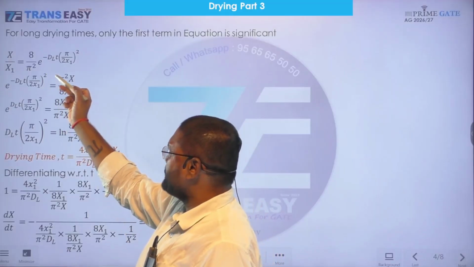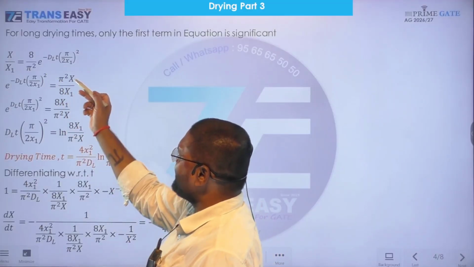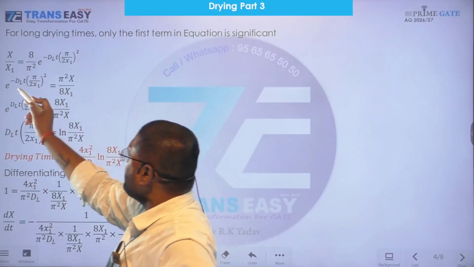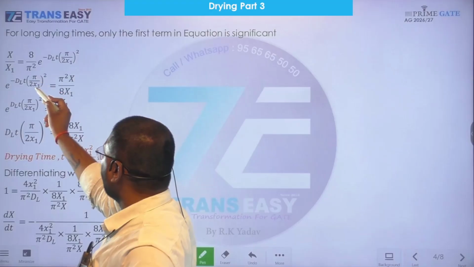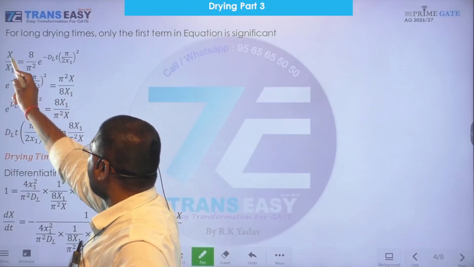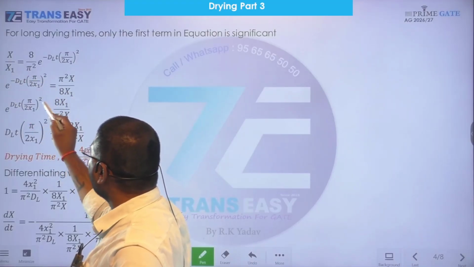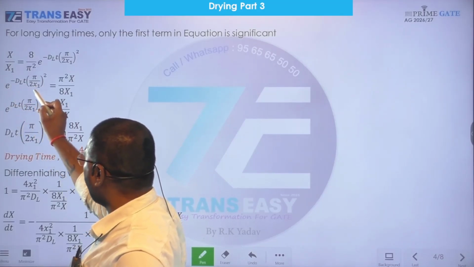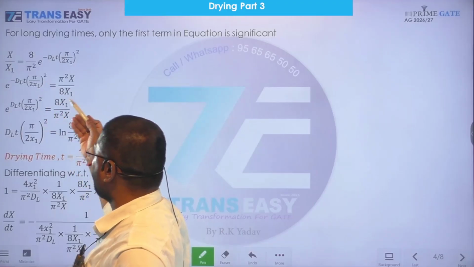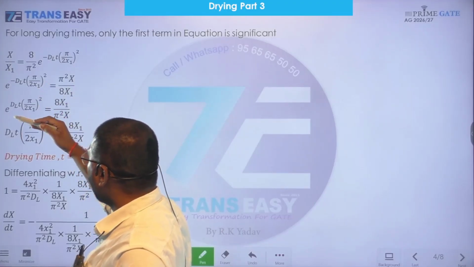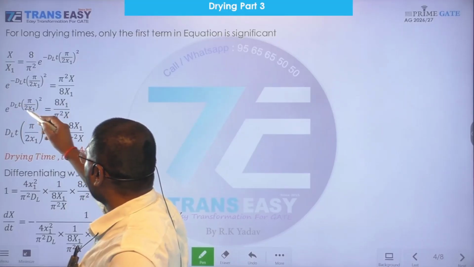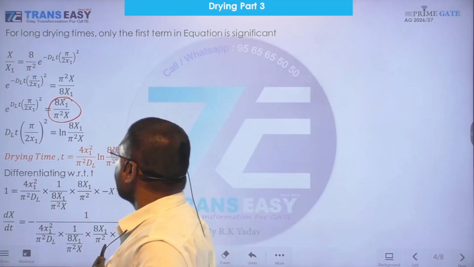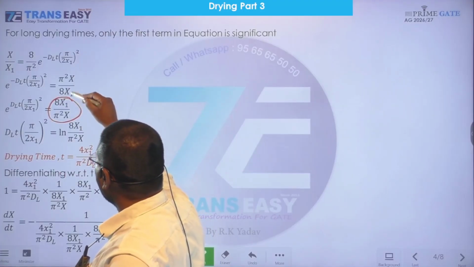So friends, x upon x1 for long drying time, only the first term in the equation is significant. So x upon x1 is equal to 8 upon pi square e raised to the power minus Dl pi upon 2x1 whole square, right? E raised to the power minus Dl pi upon 2x1 whole square is equal to x pi square upon 8x1, right? 1 upon e raised to the power Dl pi upon 2x1 whole square is equal to this. So we'll get inversion here, right?